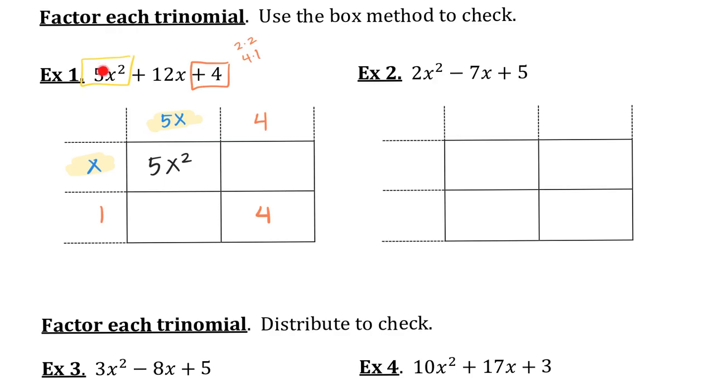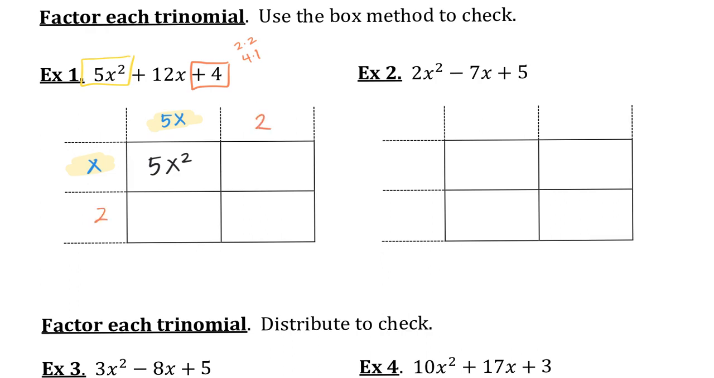So I know that the 5x squared is good. The 4 is good. I want to see if the 12x is good. So I'm going to do this times this. I get 4x. Right here, 1 times 5x, I get 5x. Okay, now the question is, if I do 5x plus 4x, do I get 12x? I don't. Okay, so my guess was not right. So let me retry this. Instead of 4 times 1, let me try 2 times 2 and see if that's correct.